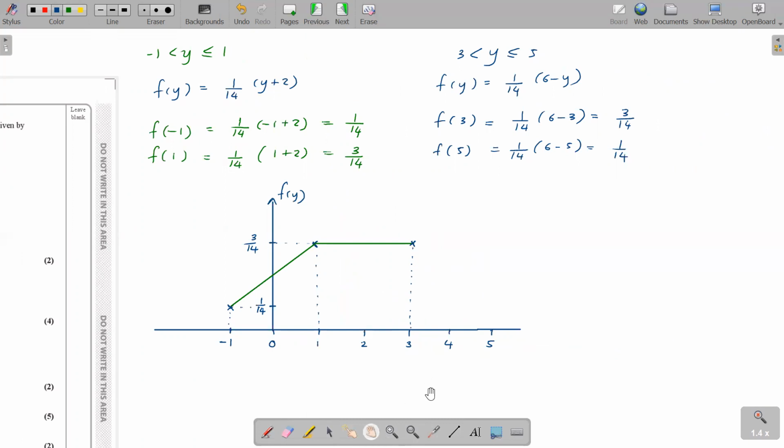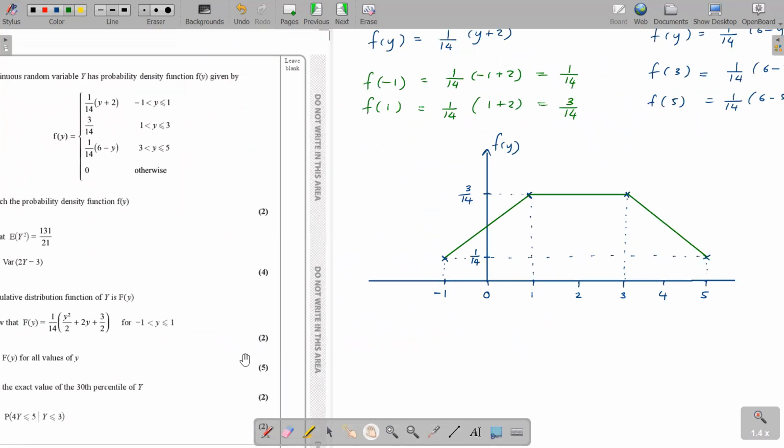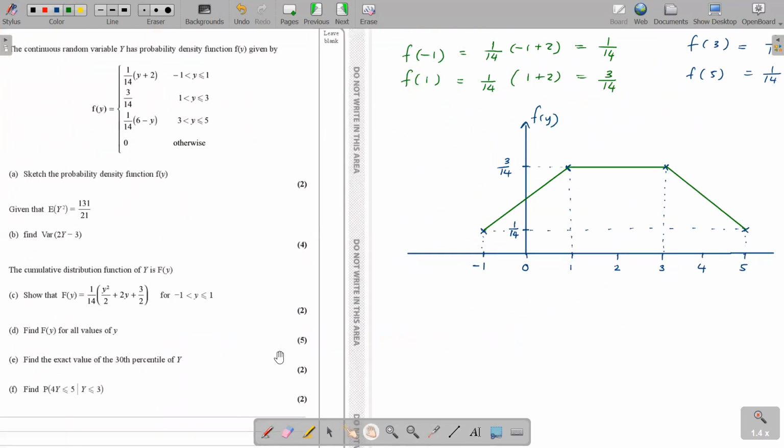And then from 3 to 5, you start at F3, 3 over 14. F5 is again 1 over 14. Can you see? So you get a trapezium-like shape here. Is this clear? So this is the PDF, the sketch of the PDF. Okay. So sketch the probability density function for 2 marks.